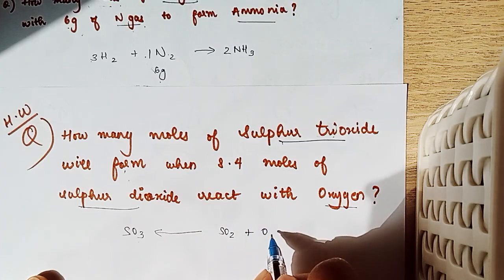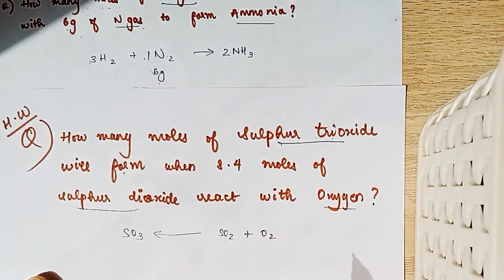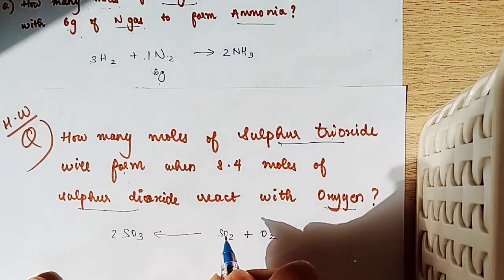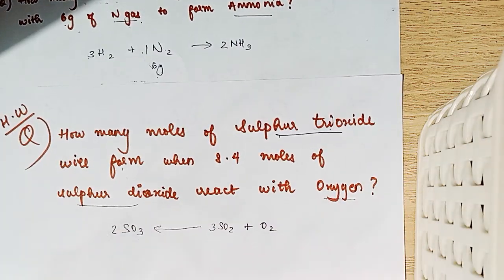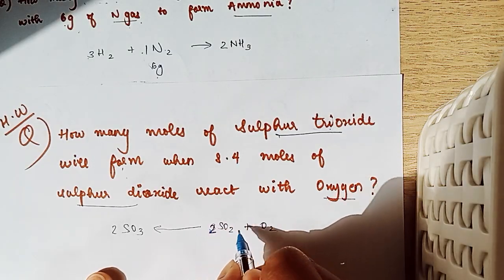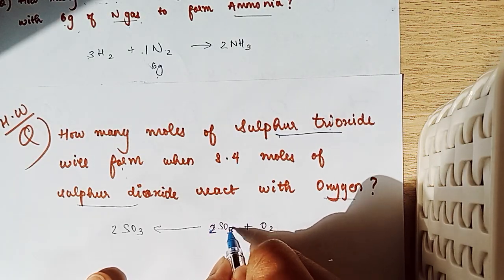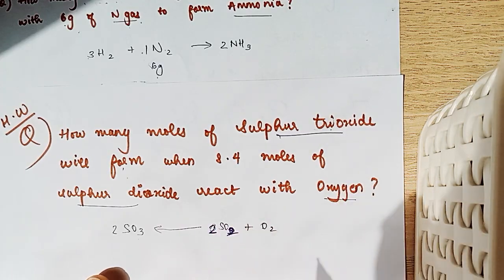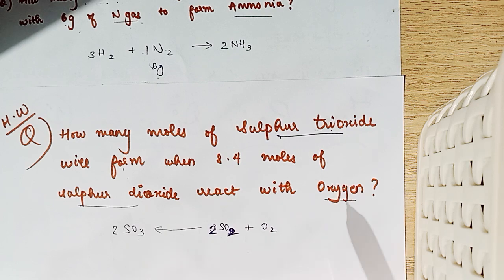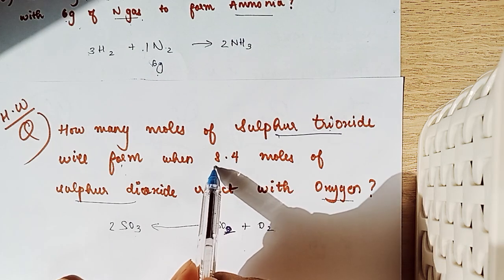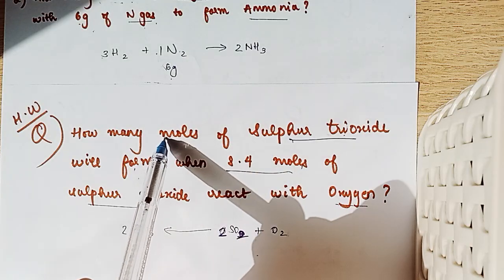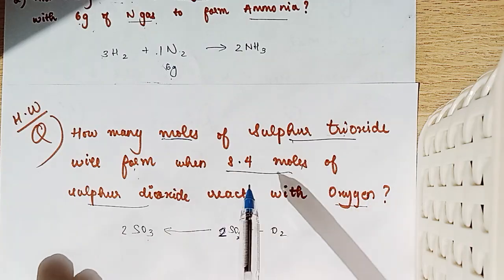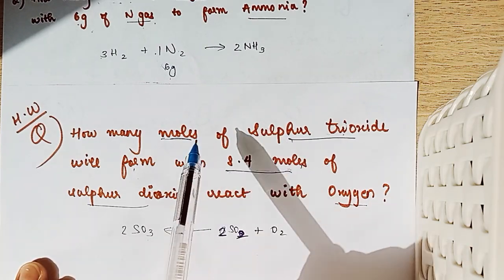So balancing this equation, again oxygen should be in the double form. So if 2 is here, then 2 should be here as well. And then here will be 3. So 2, 3 here. Okay, so this is the balanced equation. And what all are given? 8.4 moles. And then what do you need to find? The moles. So I'm pretty sure you understood what kind of conversion is asked here when moles and moles are given.